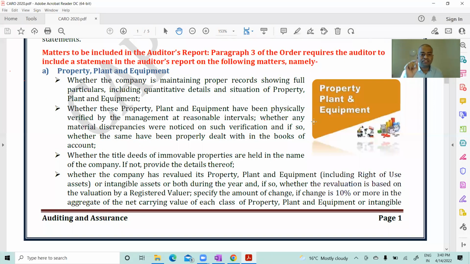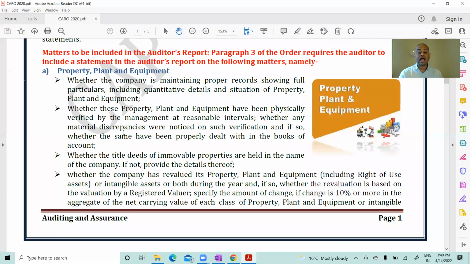Now look here, this is the first matter to be included in the auditor's report. What is it? Property, plant and equipment. In the old CARO 2016, this would be fixed assets. Previously, Accounting Standard 10 was fixed assets only, no? Now Accounting Standard 10 is property, plant and equipment. Since 2016-17, ICAI changed this accounting standard to be in line with IFRS, so fixed assets is changed to property, plant and equipment. Then the second one is inventory, then loans and advances.